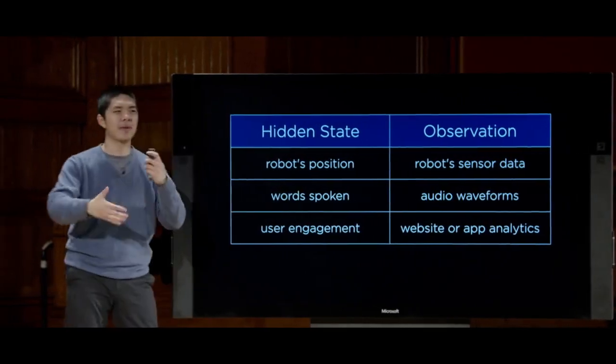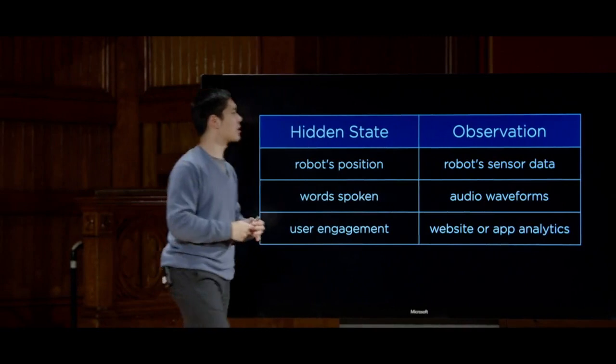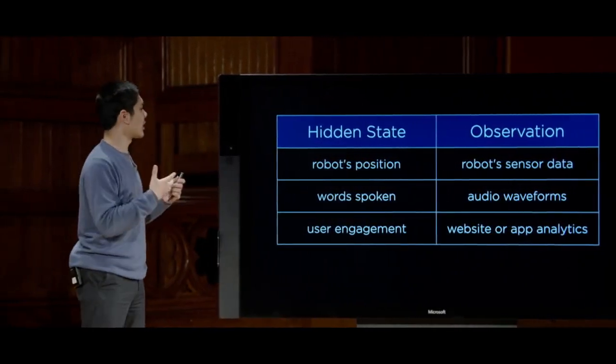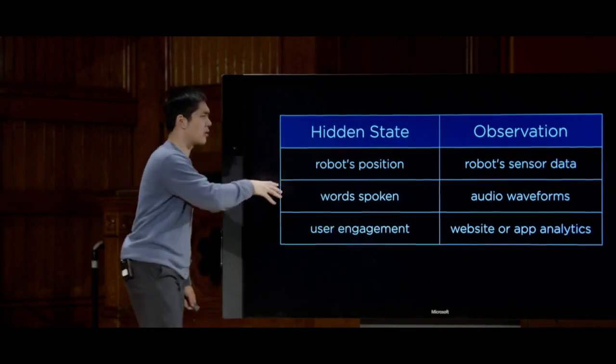The audio waveform might have some additional noise that might be difficult to parse. The sensor data might not be exactly correct. There's some noise that might not allow you to conclude with certainty what the hidden state is, but can allow you to infer what it might be.